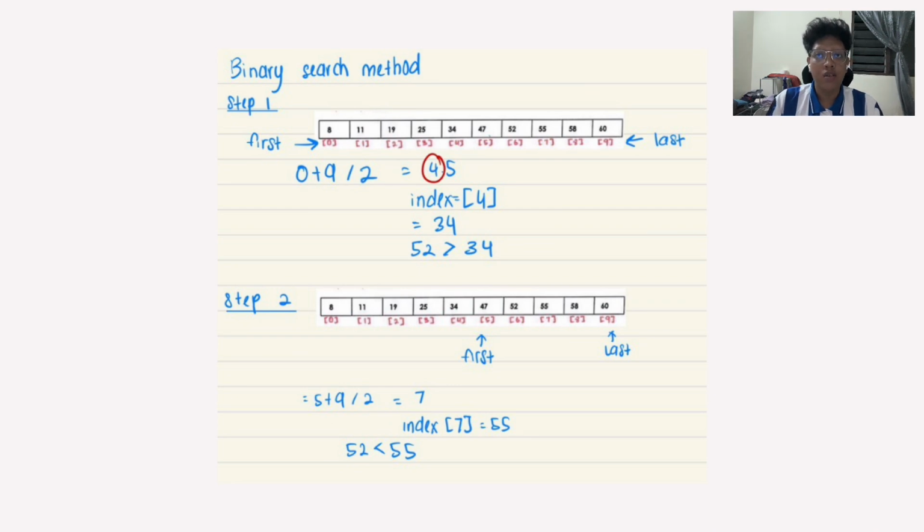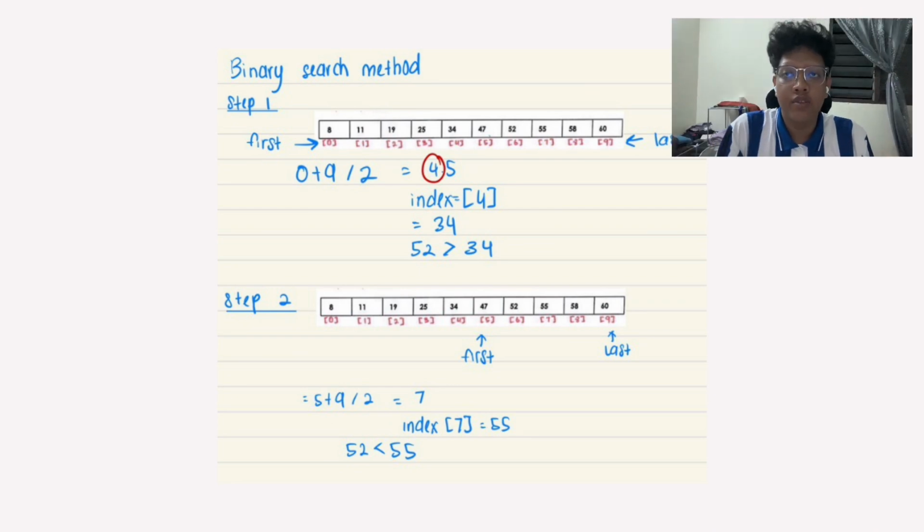The same question 4. The first step you need to do is find the first index and last index. Based on the question, 0 plus 9. After that, you divide by 2, and the value that you get is 4.5. If you get 4.5, you need to take the left value, which is 4. So the median is 4. Its data is 34. After that, 52 is bigger than 34. So moving to step 2.